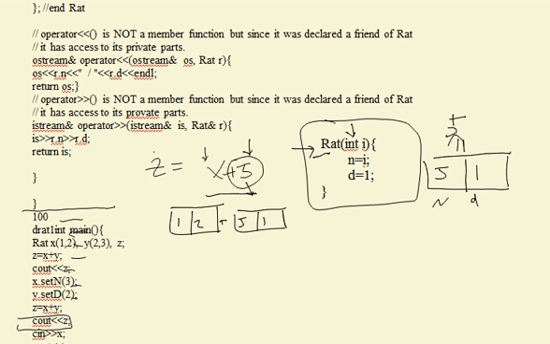Now what about the other side? This actually gets quite interesting. How about if I say not x plus 5, but if I say 5 plus x? Before we see that, let's just make sure we understand what's going on over here. What does it do with this expression?